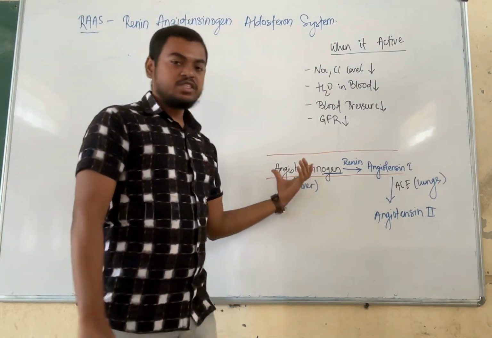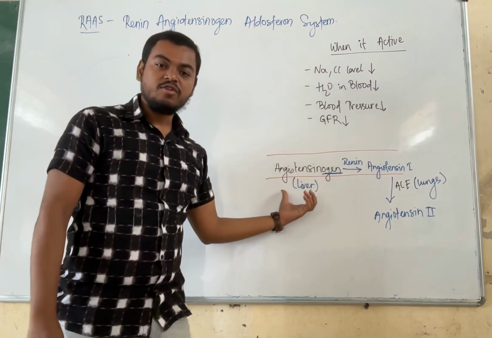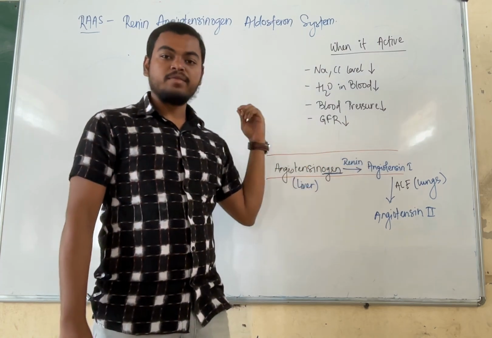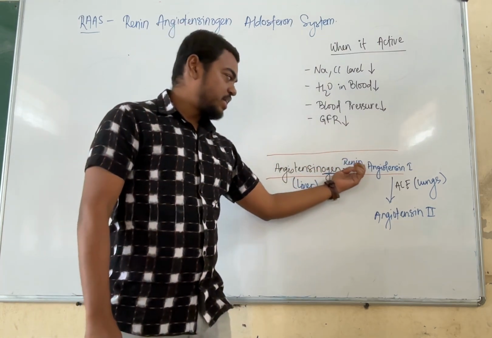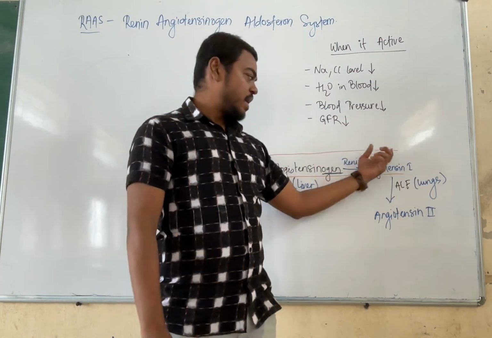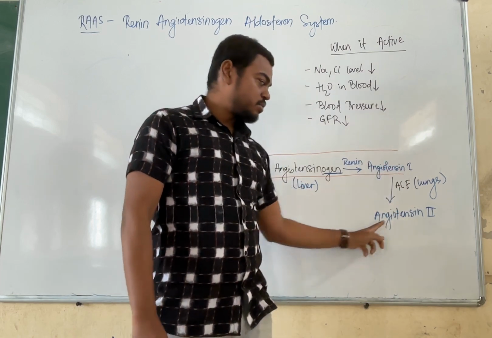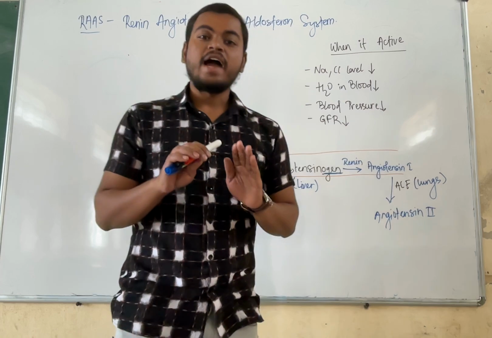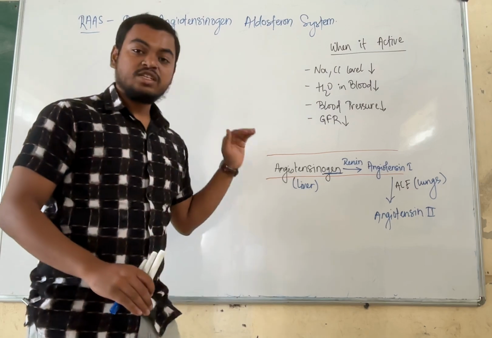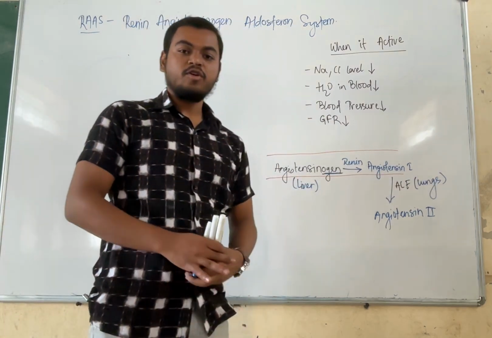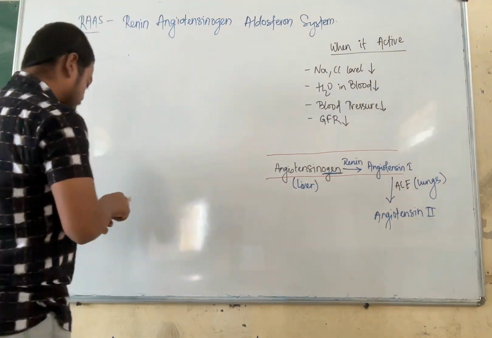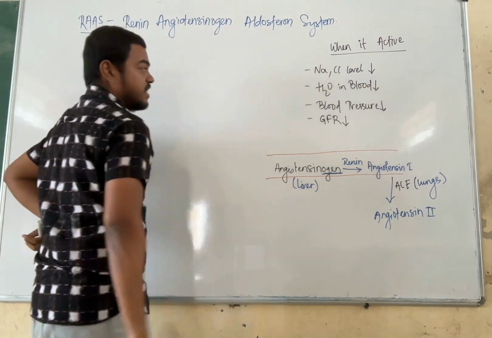Angiotensinogen is an inactive protein found in your blood, secreted by your liver. Renin, secreted from the JG cells, activates angiotensinogen into partially active angiotensin 1, and angiotensin 1 is further converted into angiotensin 2, the fully activated protein, by ACE, the angiotensin converting enzyme, which is released from your lungs. Angiotensin 2 will perform the following things.